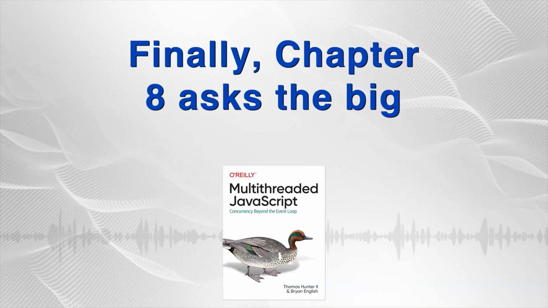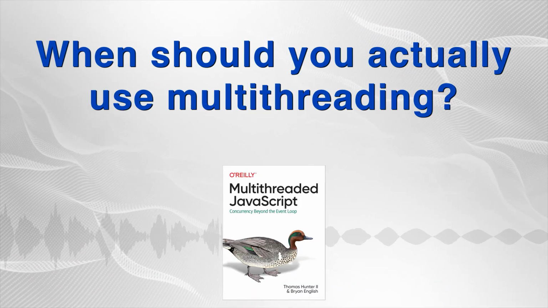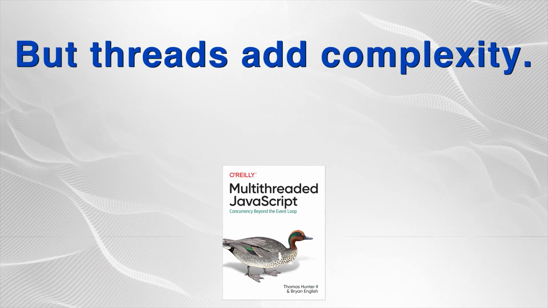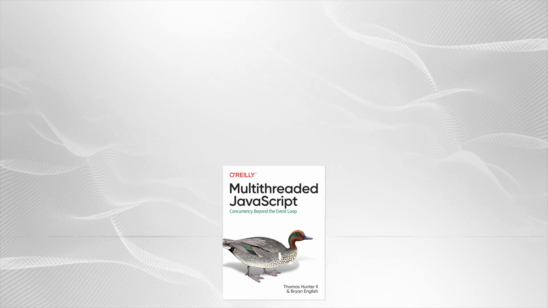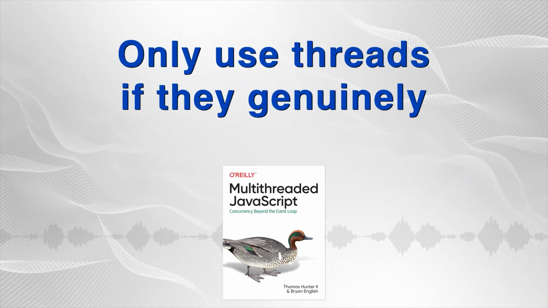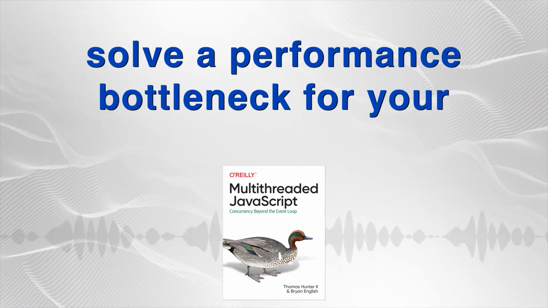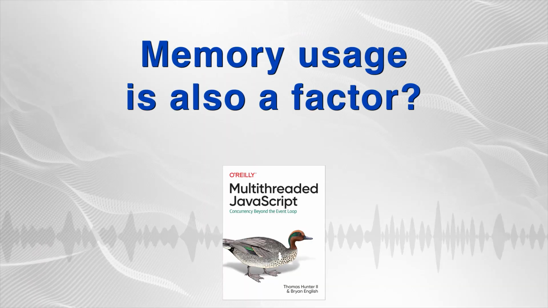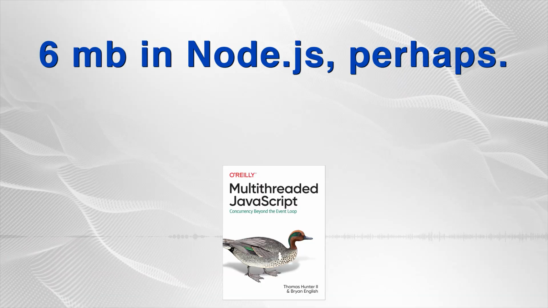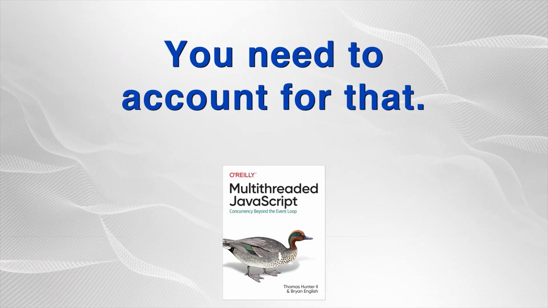Finally, Chapter 8 asks the big question. When should you actually use multithreading? The main reason is performance. But threads add complexity. Always follow the KISS principle. Keep it simple. Only use threads if they genuinely solve a performance bottleneck for your problem. Memory usage is also a factor? Absolutely. Each worker uses extra RAM, around 6 MB in Node.js perhaps. You need to account for that.